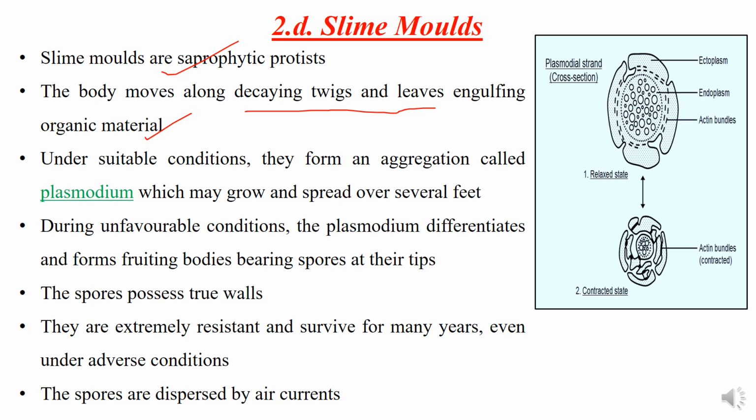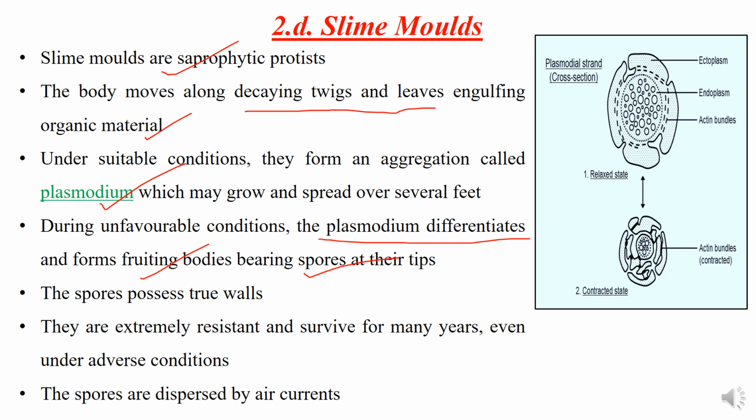Under suitable conditions they form an aggregation known as plasmodium, which may grow and spread over several feet, and during unfavorable conditions the plasmodium differentiates and forms fruiting bodies which bear the spores at their tips. So under suitable conditions the slime molds aggregate and form the plasmodium. Under unsuitable conditions, that is unfavorable conditions, they form the fruiting bodies with the spores. So only slime molds produce the fruiting bodies and spores under unfavorable conditions.